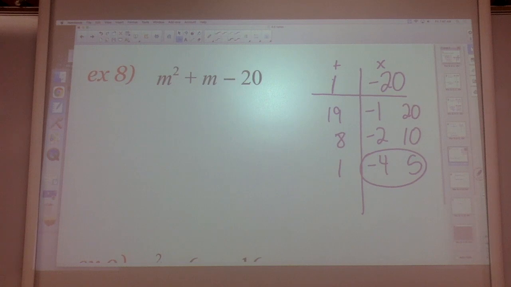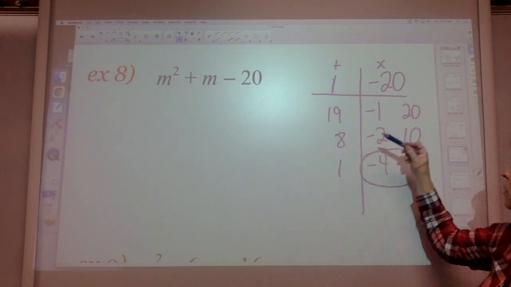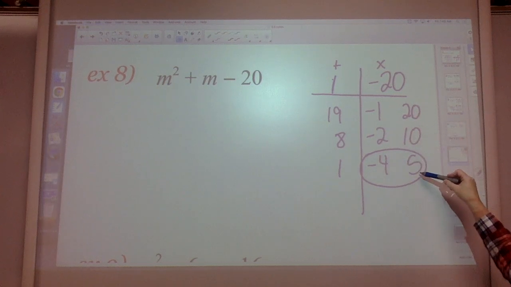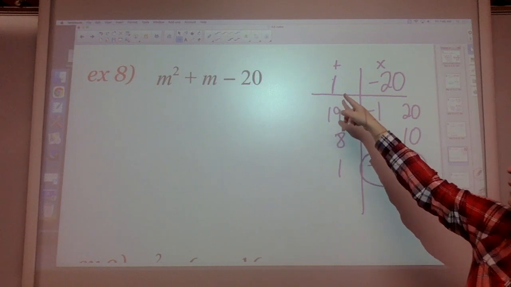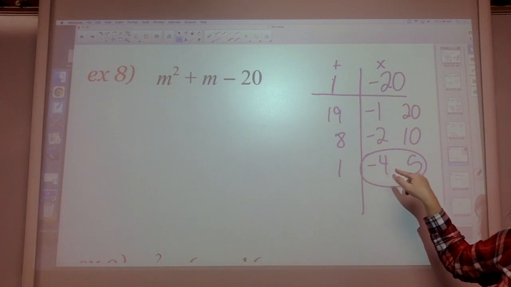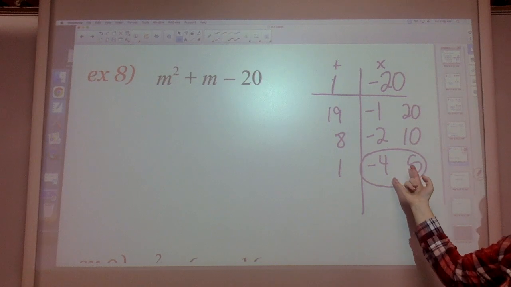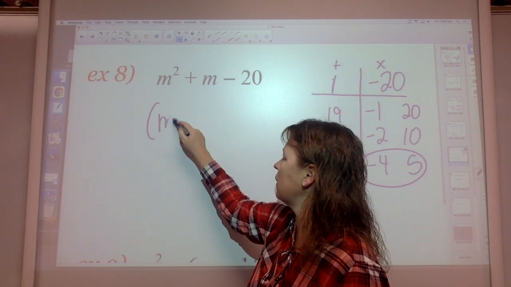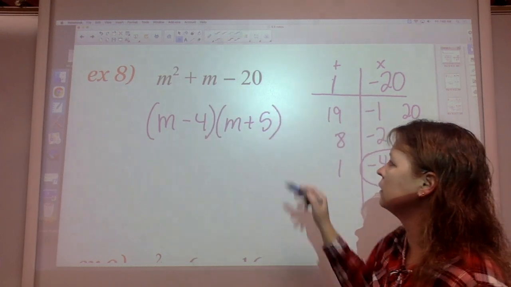Two hints on this one. Number 1, I remembered that if you want these to add up to be a positive number, make sure the bigger numbers are positive. You don't have to do both. The bigger numbers are positive. Number 2, here's a hint. If you want that number to be 1 in the middle, then these have to be 1 apart, negative 4 and 5. Because when you add them up, you're going to get 1. So when you see a 1 in the middle, you're going to want two numbers that are next to each other. So I'm going to go with m minus 4 times m plus 5.